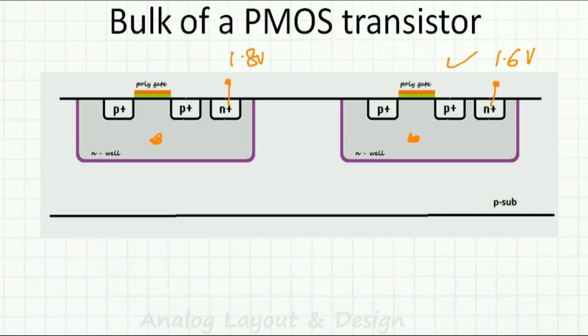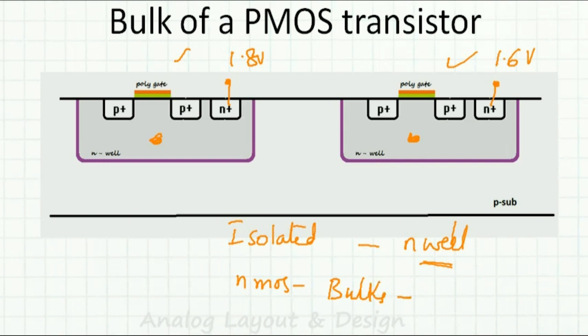I can do this because these bulks are isolated, because each one is in a separate Nwell. Each PMOS transistor is in a separate Nwell. That's why the bulks are isolated, whereas in NMOS transistors, all bulks are shorted to ground.